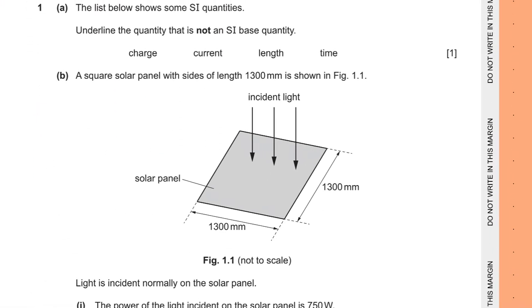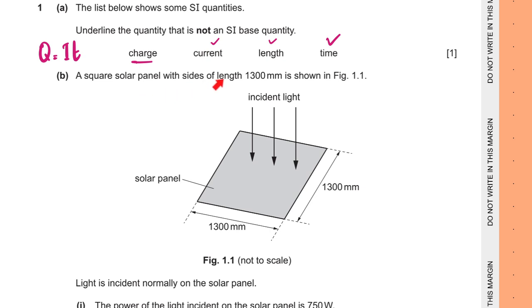Question number 1. The list below shows some SI quantities. Underline the quantity that is not an SI base quantity. Current is, length is, time is. Charge is not, because charge is given as the product of current and time. So this is not a base quantity.